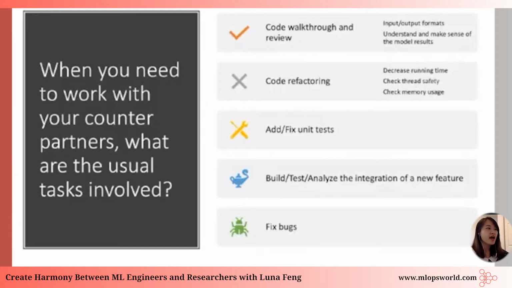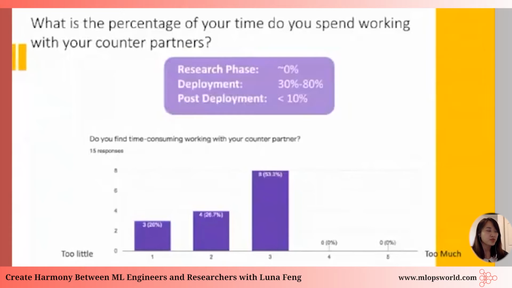The fourth task is building, testing, and analyzing the integration of a new feature. This involves many interactions between engineers and researchers, because researchers need to make sure the engineers understand the new feature and how it will impact the results, and so on. And the last task is fixing bugs. In our current setup for a product, there is usually 0% collaboration between engineers and researchers during the research phase, 30 to 80% collaboration during the deployment phase, and less than 10% collaboration in the post-deployment phase.